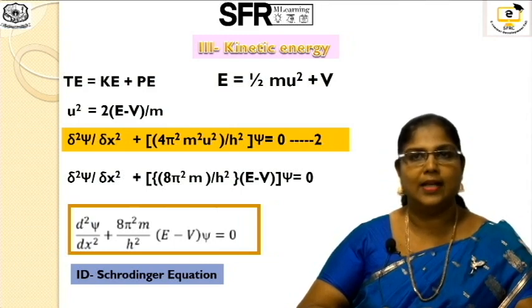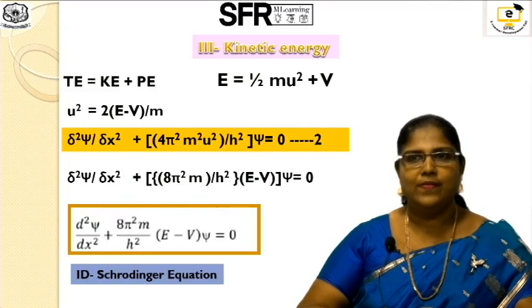Here the total energy can be considered as a summation of kinetic energy and potential energy. The kinetic energy formula we know as half mv², and for potential energy we are taking it as V. Rearranging this equation, we have v² equals 2(E − V)/m. Now, substitute this value in equation 2, which we arrived at from our de Broglie equation. When we substitute this value, you can see that we get ∂²ψ/∂x² plus 8π²m/h² (E − V) ψ equals 0. So, this is the equation generally found in your textbook.